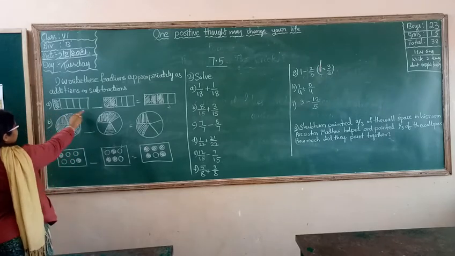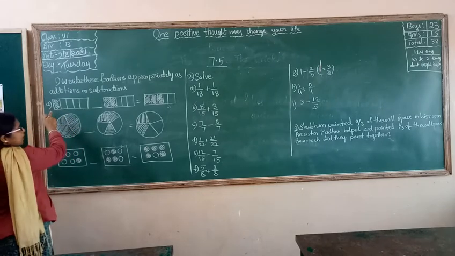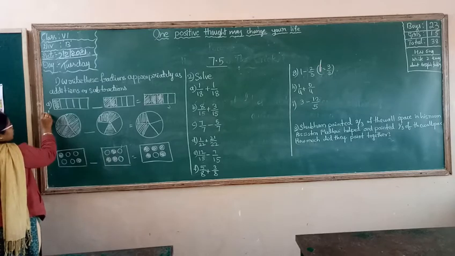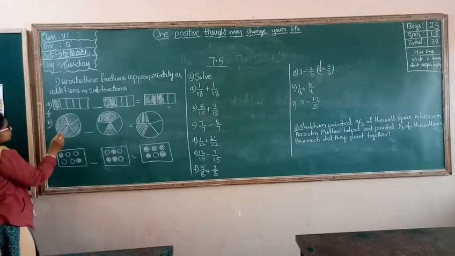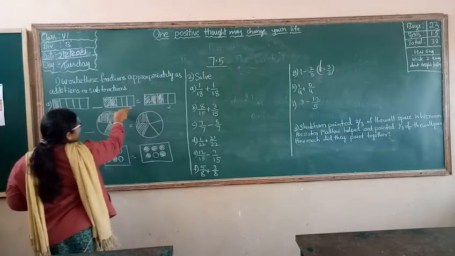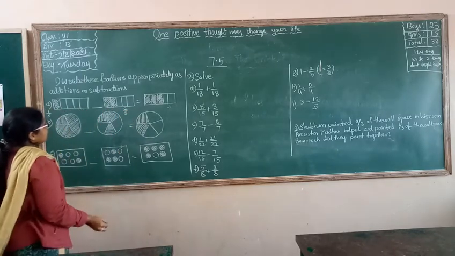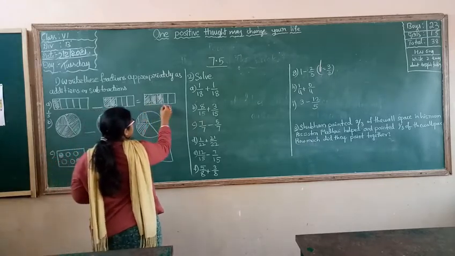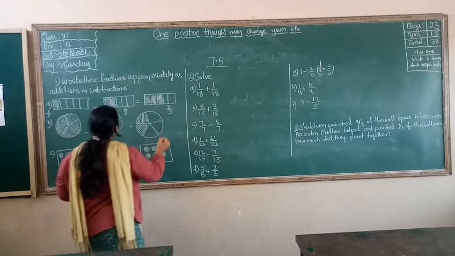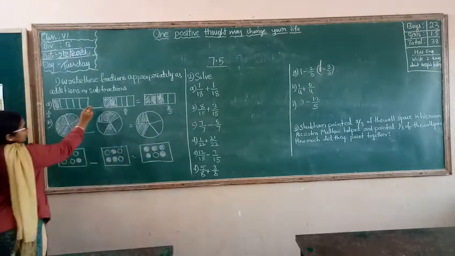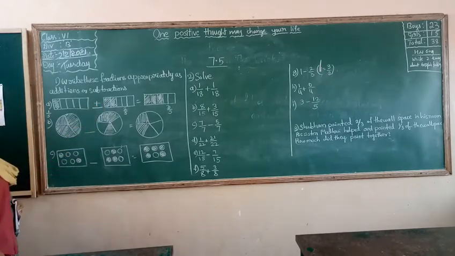See here, in this, 5 parts are there, one is shaded, so it is 1 by 5. And here, out of the 5, 2 are shaded, this is 2 by 5. And here, it becomes 3 by 5. So what has been done here? Here addition is done. Okay?